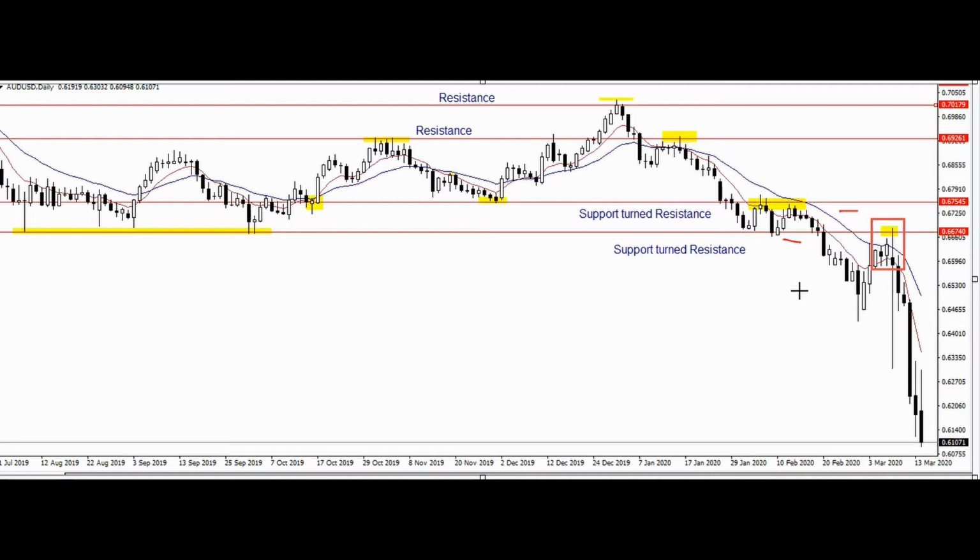Just a word of caution, of course, the markets are very volatile. You don't need me to tell you that. So if you are going to trade, just be aware of the volatility in the market. You might want to trade a smaller lot size because they really are unpredictably volatile at the moment.